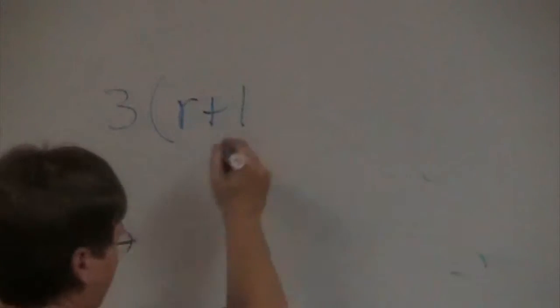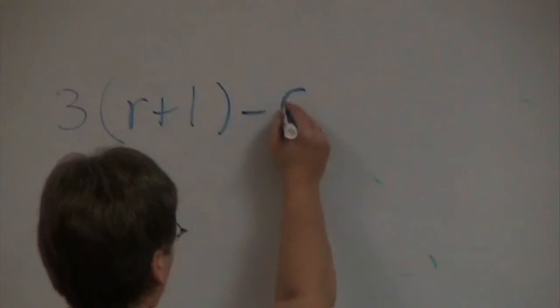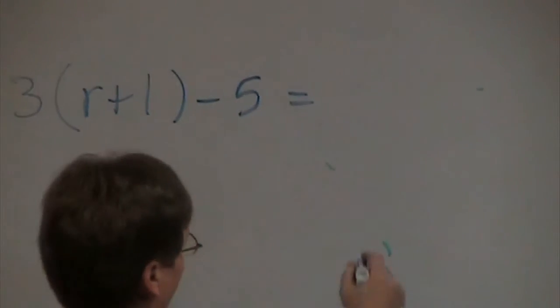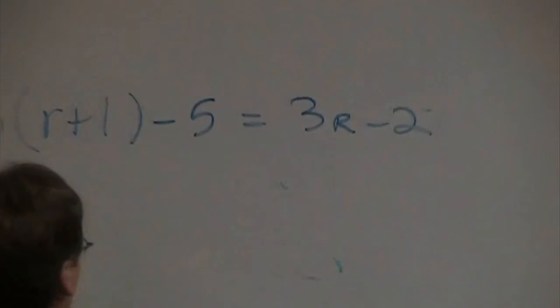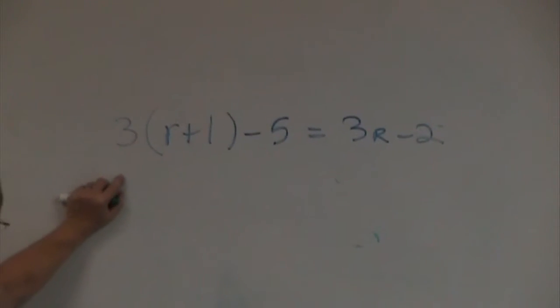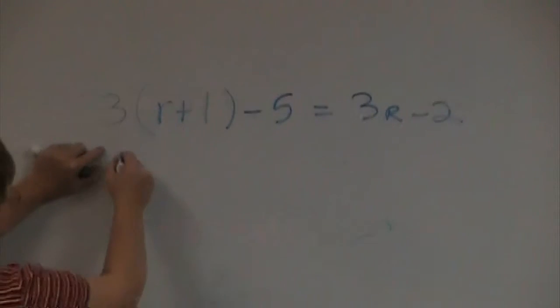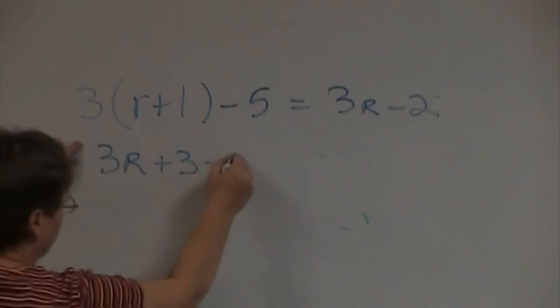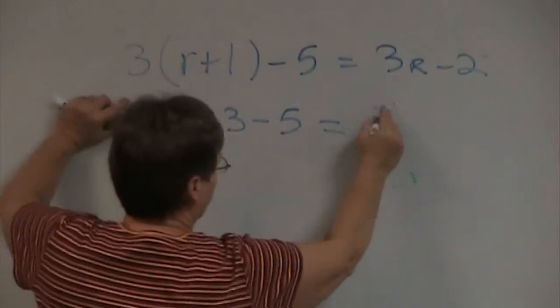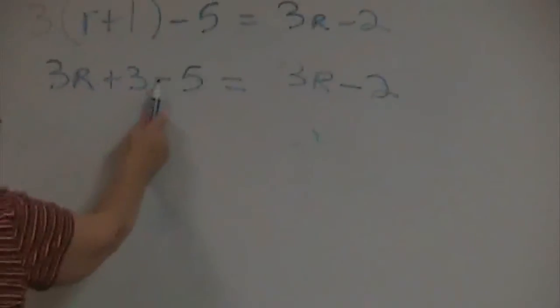Okay, watch the board. Everybody watch. This is 3 parentheses R plus 1, minus 5. Okay? This is 3R minus 2. All right. Do the distributive property, Justin Moody, on the left side. Everybody watch. 3R plus 3. But over here, there's nothing to do. What do you notice right now, guys? That the things are the same. Okay, what's 3 minus 5?